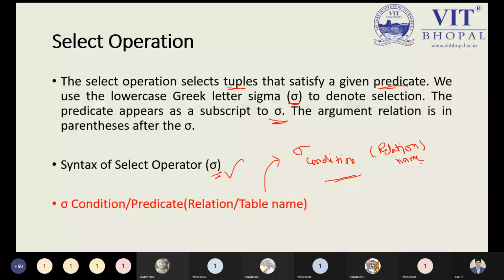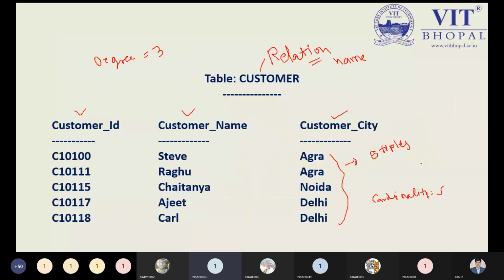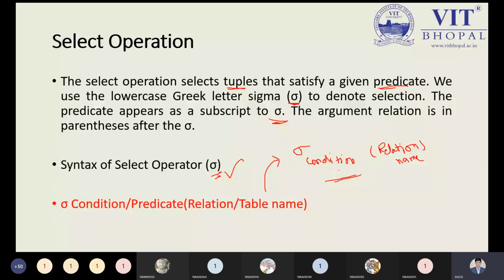Sir, will the relation name be the table name, or will it be table name dot field? No, just remember the syntax only. The syntax says that you use the symbol sigma, you put the condition of what you want to select, and the relation name. We need to write only the table name or relation name and nothing else. Please don't think about other things I am not speaking; I am speaking just the necessary part.